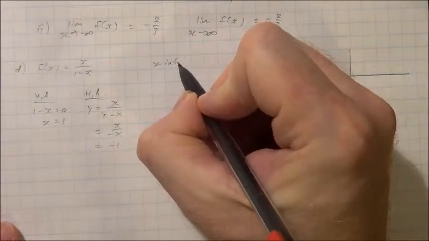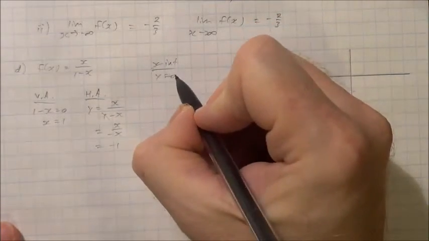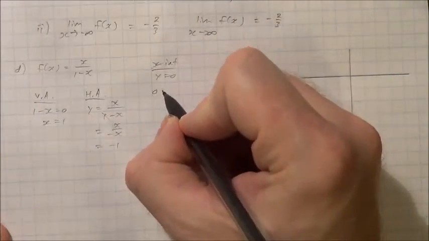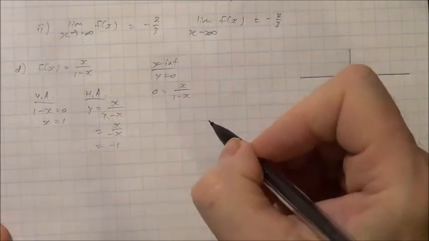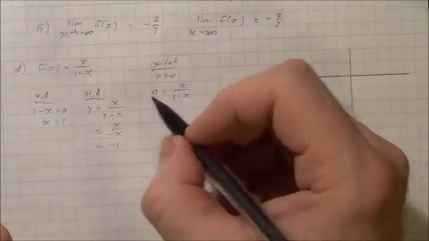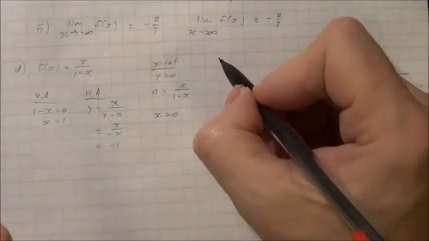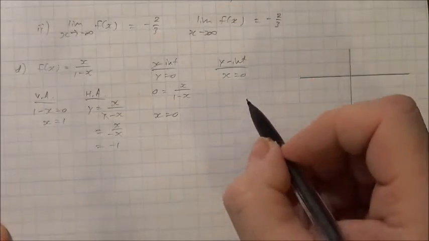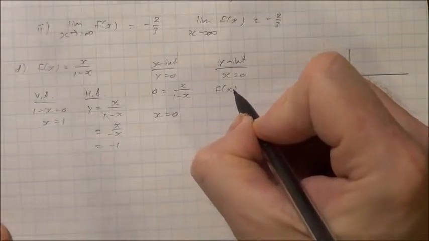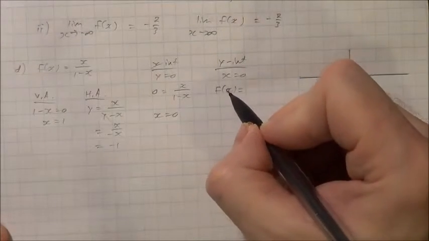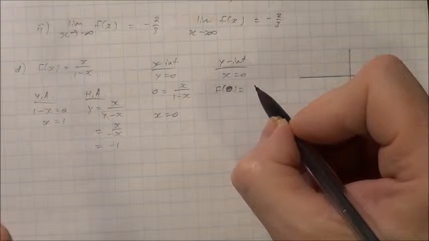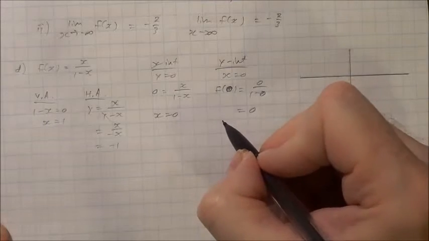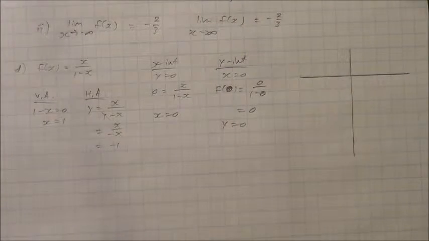Then to get an idea of what the graph looks like, we'll look at the x-intercept, and that of course occurs when y equals 0. So when y equals 0, 0 equals x over 1 minus x. Multiply both sides by the denominator here, so therefore x equals 0. And for the y-intercept, that occurs when x equals 0, therefore f of 0, let's substitute the 0 in there, we get 0 over 1 minus 0, and that just equals 0. So y equals 0.